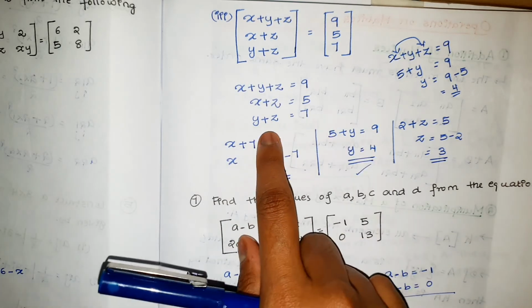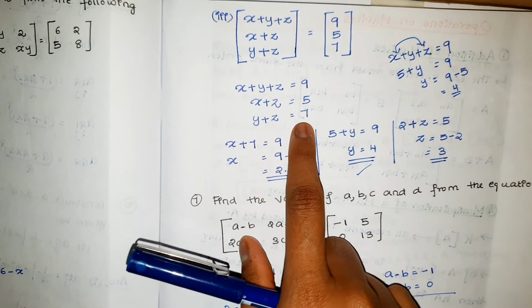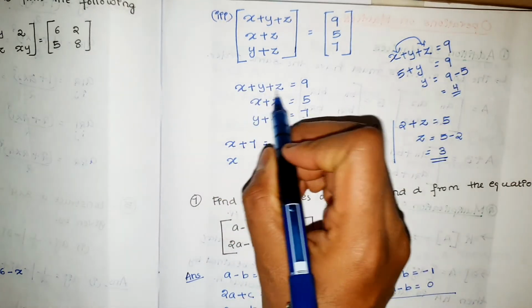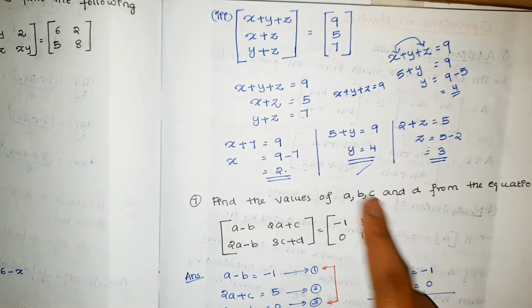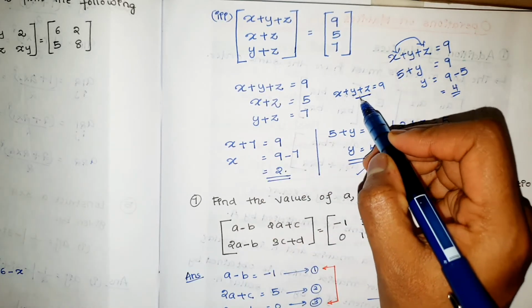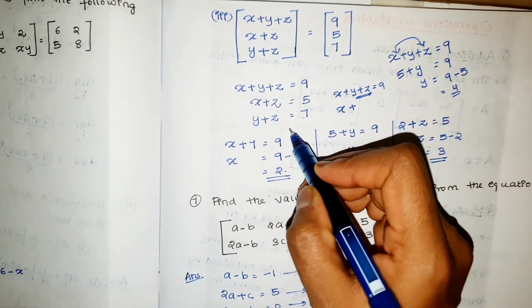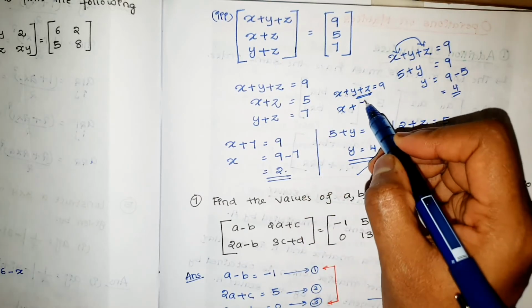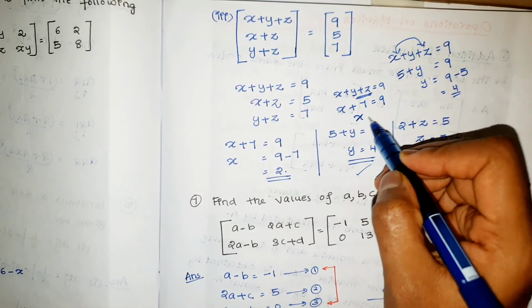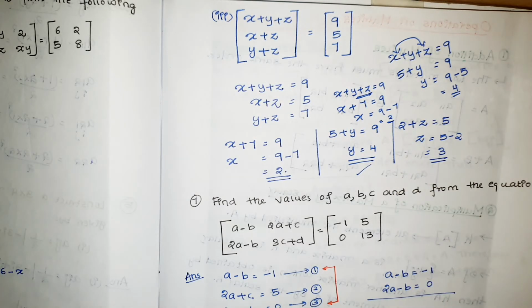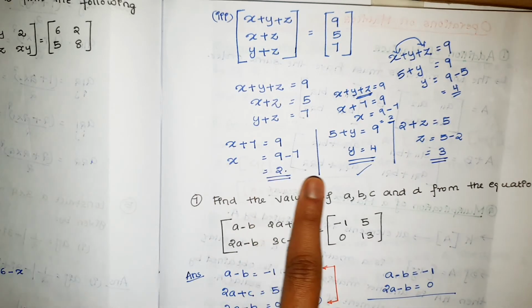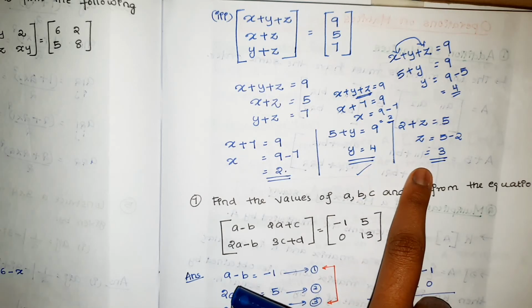Okay, next is y plus z is equal to 7. So this is our first equation, x plus y plus z; in the same equation, instead of y plus z, where is y plus z? This is y plus z. So instead of y plus z, we can give 7, that is equal to 9. So x is equal to 9 minus 7, that is equal to 2. So value of x is equal to 2, y is equal to 4, and what is the value of z?